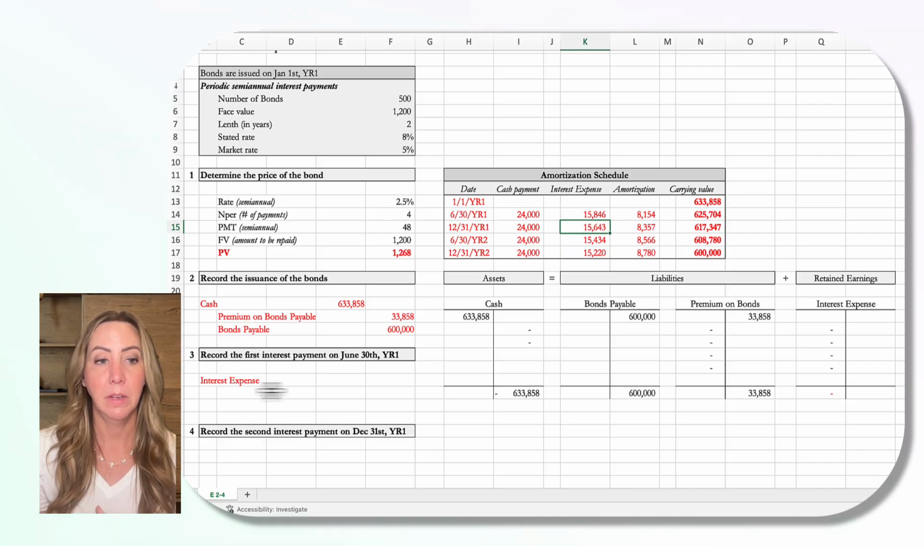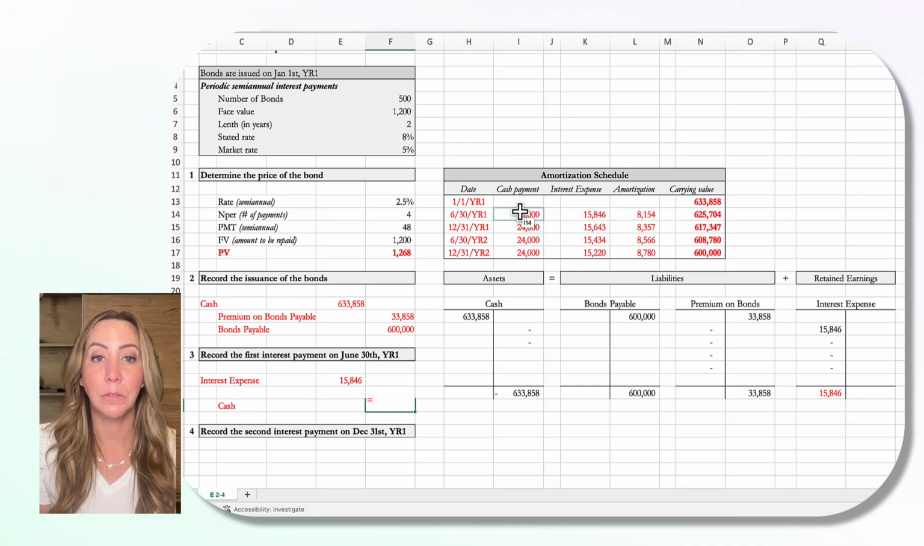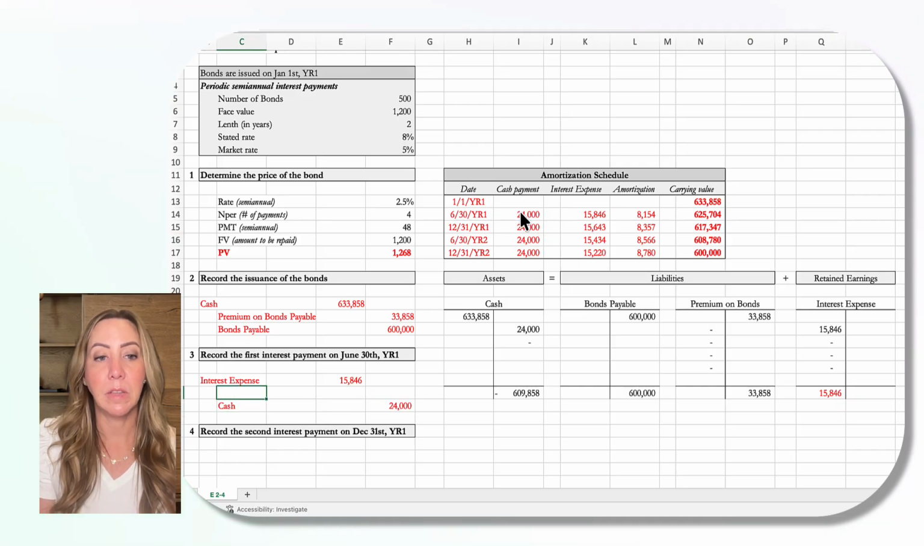Then the difference between the two, because I'm debiting interest expense and crediting cash, is my amortization of that premium. It's the offset. So when I debit interest expense over here, I'm going to debit interest expense for $15,846. But I'm going to credit cash for the higher amount of $24,000. And you'll notice then that I need a debit to balance this out, and that is going to come from my premium on bonds payable account. It's going to be the difference here, which is calculated in my amortization table as $81.54.